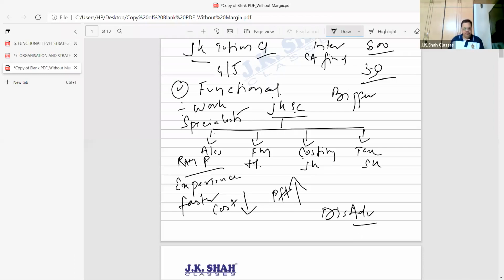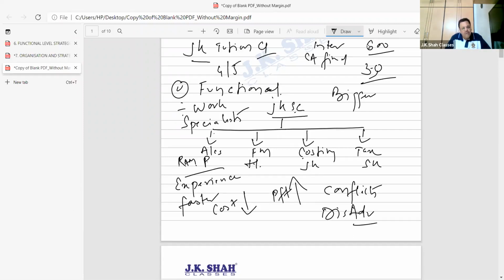Second problem. Ram Prabhu sir, who's teaching accounts, for him accounts is an important subject in CA Inter and Final. Himanshu would say, FM is more important. But JK sir will say, shut up, costing is most important. So there will be, beta, conflicts between different departments.